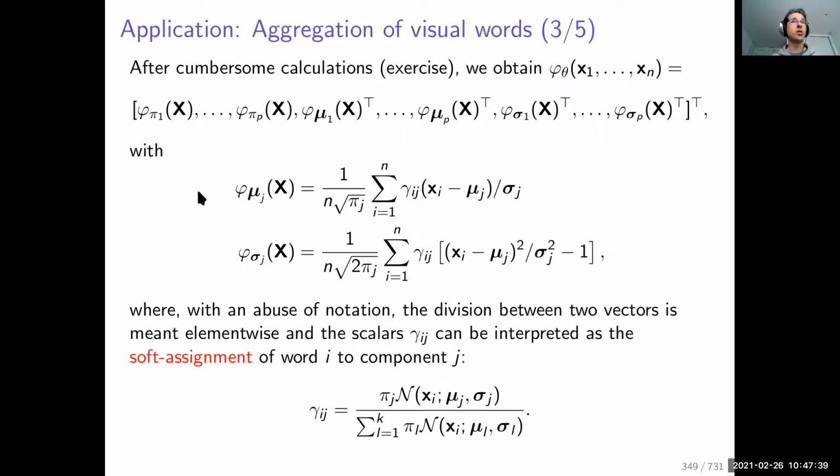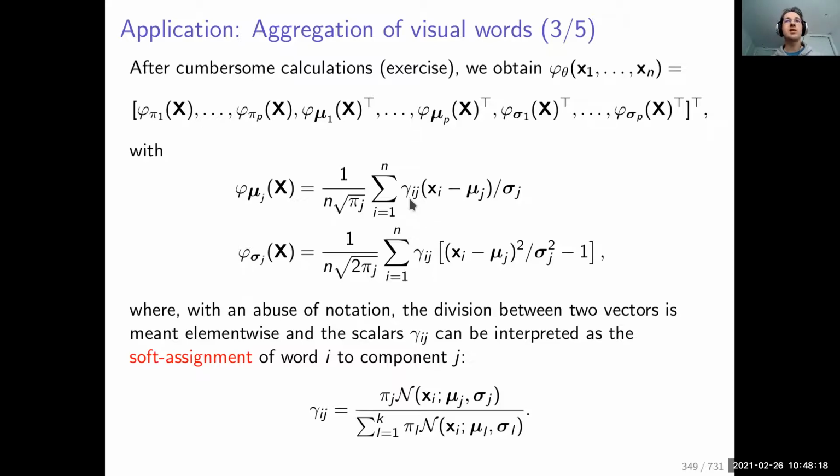And then the formula to encode that for a set of data points x, let's say a set of visual words: if we look at the part phi mu j, it's simply an average rescaled by pi j, which is the weight of the component j, that is a weighted sum of the discrepancies between the xi and the mu j. So now, what are these rescaled by sigma j? What are these weights, gamma ij?